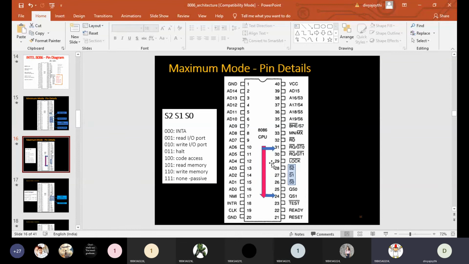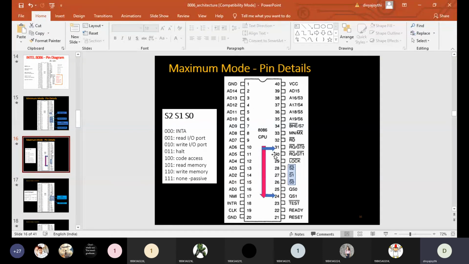Pin number 29 is lock bar. Pin number 29 value is 0, meaning this value will be provided by the processor. If the processor is giving 0 to pin number 29, that indicates that I am making use of my control buses. I have locked it, so please don't ask me to release the control bus. That is the meaning of pin number 29. It will be locking its buses. The complete control buses will be under processor 1 itself.